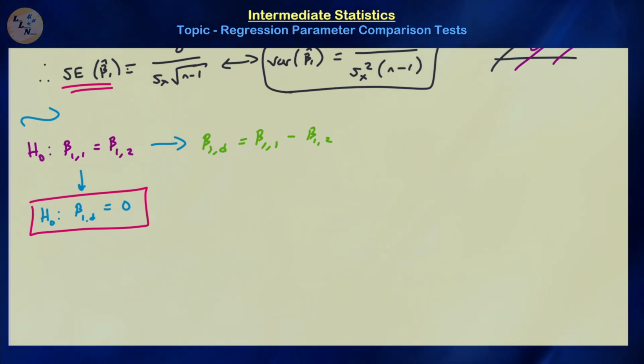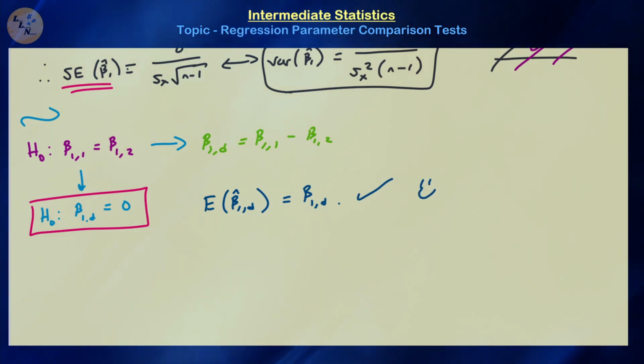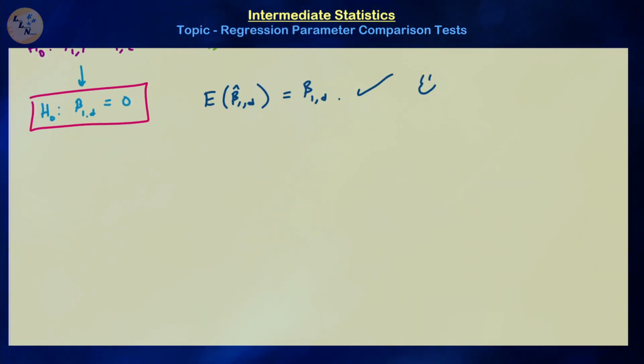If that is the case, we need a point estimate for beta 1d. You should be able to prove that the expected value for beta hat 1d is equal to beta 1d. That's a very easy proof to go through. It's practically the same proof as we have done for all the other differences in parameters, such as proportions and means. So what about the variance for this particular random variable? That's usually the tricky part.